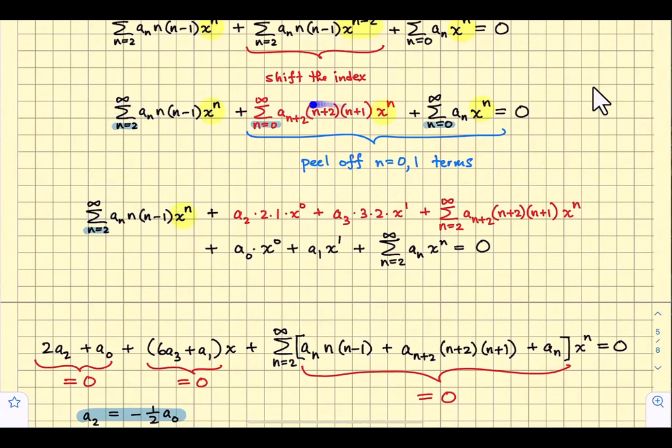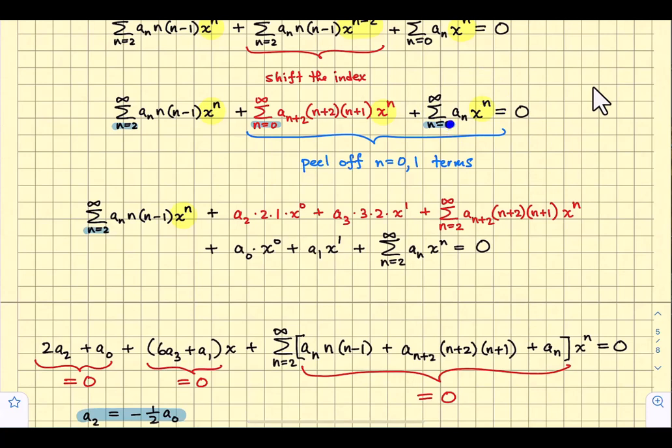Let's peel off the n equals 0 term. The n equals 0 term of this, notice, will be a2 times 2 times 1 times x to the 0. That's what's here. Plus, our n equals 1 term would be a3 times 3 times 2 times x to the first. That's what's here. Plus, don't forget, we have all our infinitely other terms. So now we just get the red summation, but now it's starting at 2 because we've peeled off the first 2 terms.